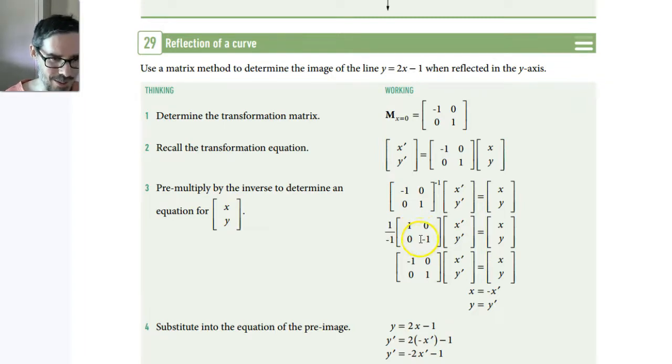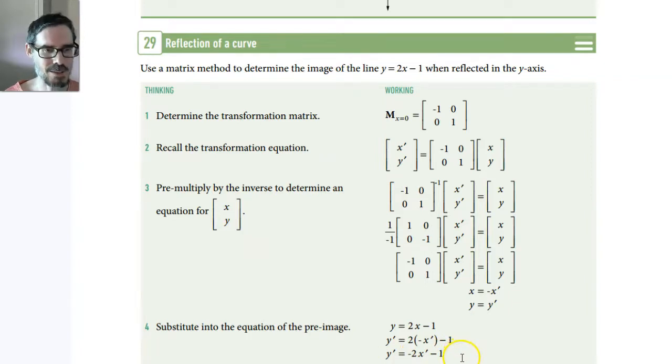Anyway, here, what I've learnt is that x' is equal to negative x. There's a negative sign. And y' is just equal to y. So I substitute those into my original equation, y equals 2x minus 1, and I get y' equals negative 2x' minus 1.